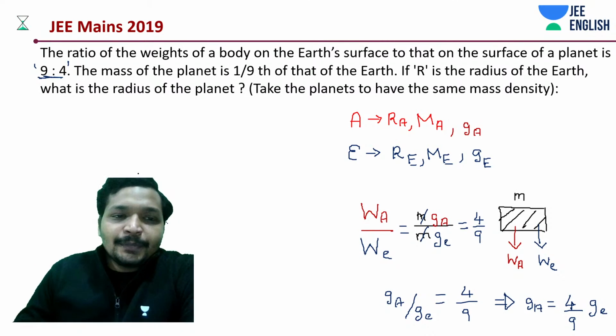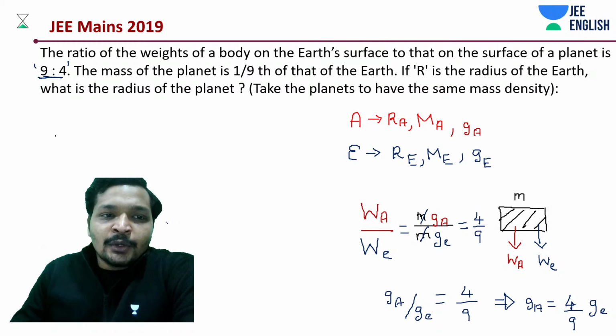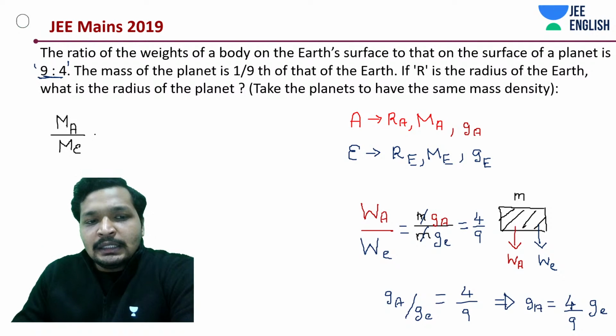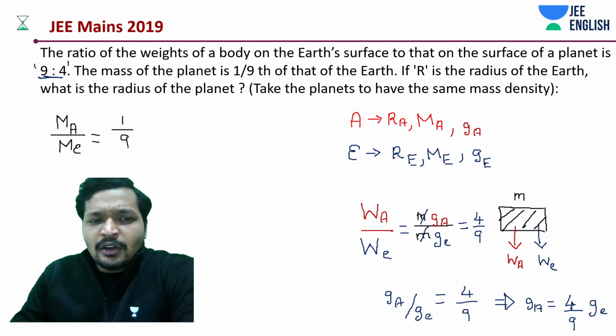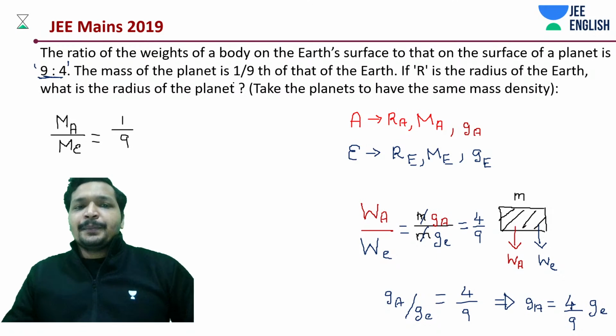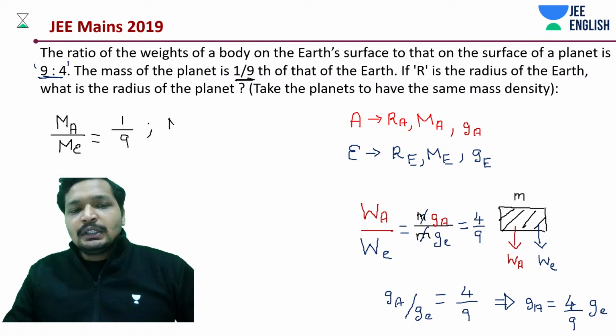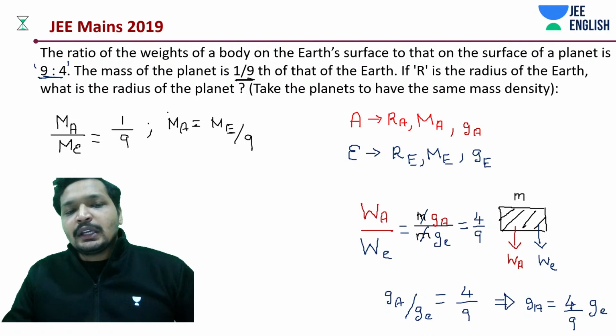You're correct. And given to us what? Mass of Earth is to mass of planet E is how much? Sorry, mass of planet A is to mass of Earth is how much? 1/9. Okay, mass of the planet is 1/9 of that of Earth. Good, very good. It should be that quick, even a little quicker.